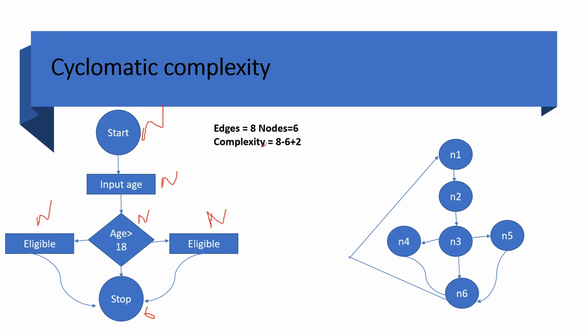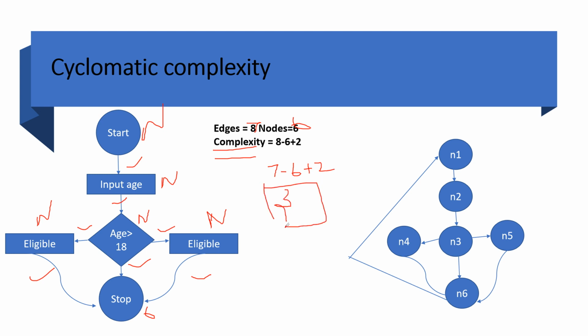And how many edges do we have? These are edges: 1, 2, 3, 4, 5, 6, 7. I think I put it wrong here. We have 7 edges and 6 nodes. So they will define the complexity as 7 minus 6 plus 2. They will say the complexity is 3.